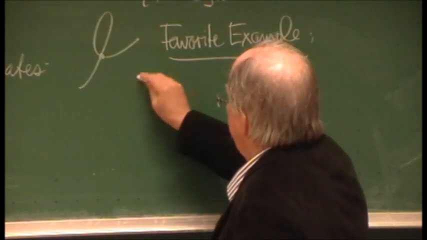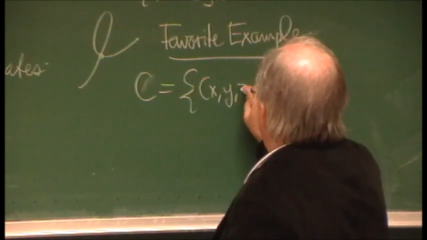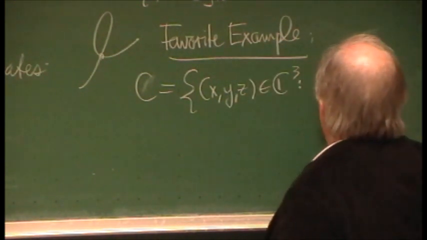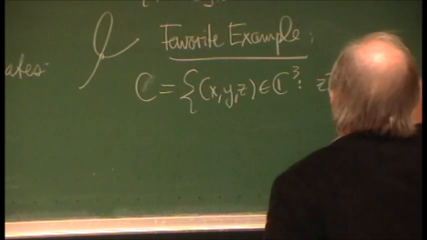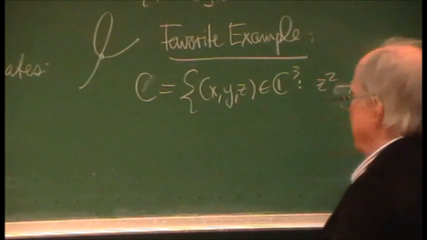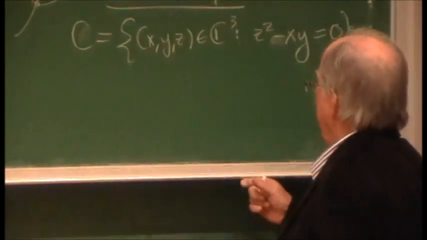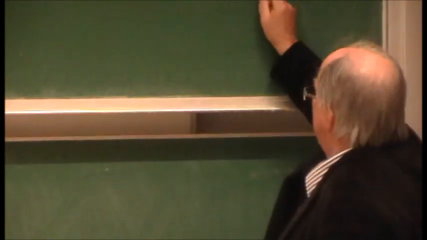Let's call it C for cone. Say x, y, z in C3, such that z squared equals x times y. So z squared minus xy equals 0. You see the differential of this function here at the origin vanishes. So there, at least from that point of view, there's a singularity. And in fact, it's quite a singularity because this is a cone.